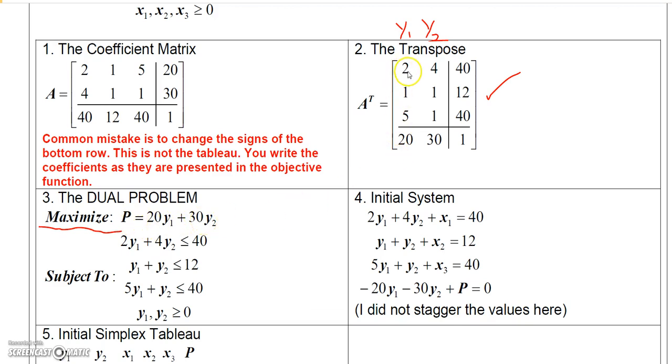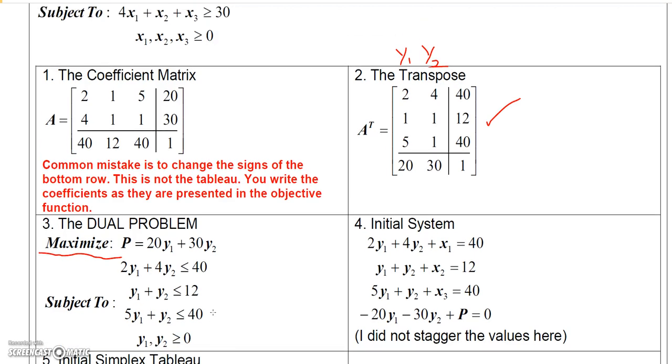And then from these rows up here, I get my less than constraints. So this would be 2y1 plus 4y2 is less than or equal to 40. So that's this constraint. And then this would be y1 plus y2 is less than or equal to 12. And that's this constraint. And then here I get 5y1 plus y2 is less than or equal to 40. And that's this constraint. And then don't forget your non-negative constraints. y1 and y2 must be greater than or equal to 0.